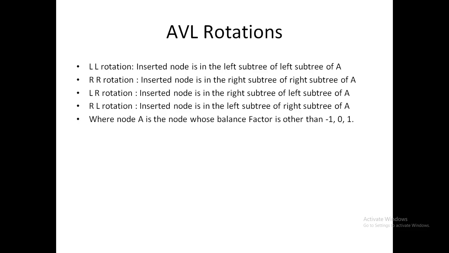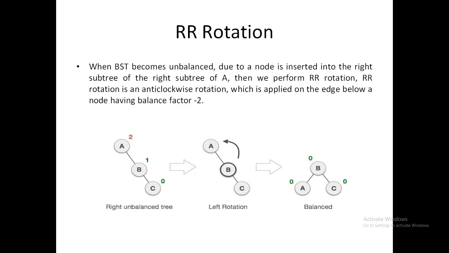In order to make a self-balancing binary search tree, we have four kinds of rotations: left left, right right, left right and right left. Consider RR rotation. RR rotation applies when the newly inserted node is the right child of the right child, which makes the balancing factor of A equal to 2. So we need to shift B up as the parent, and A becomes the left child of B. That is a balanced one.